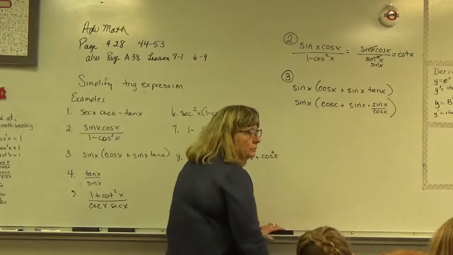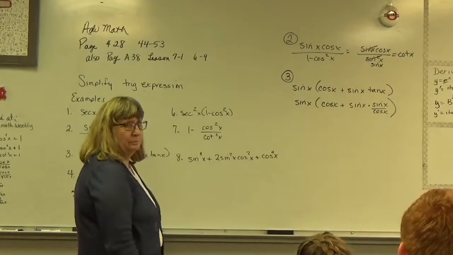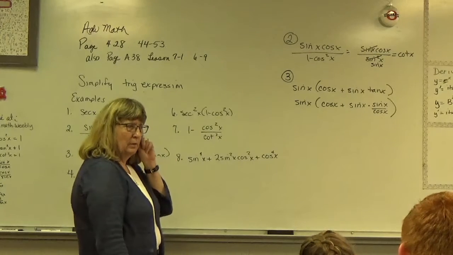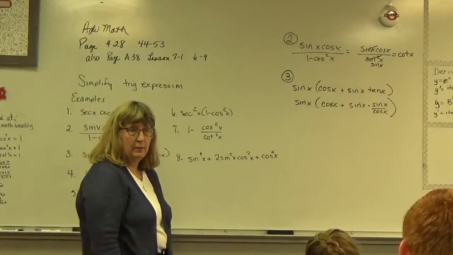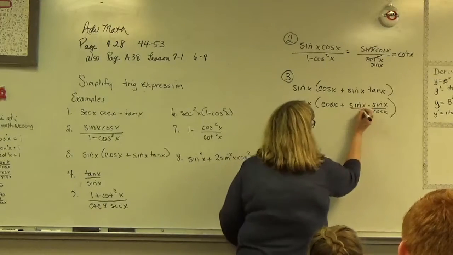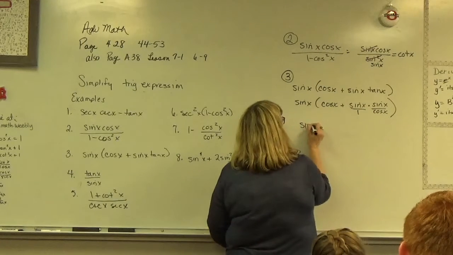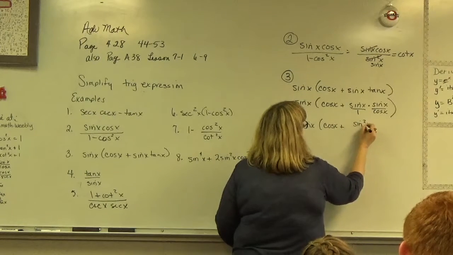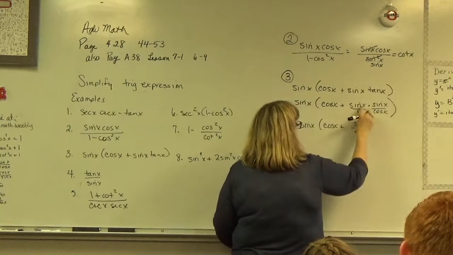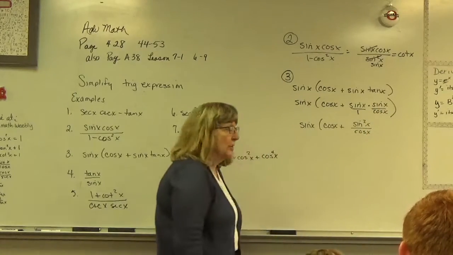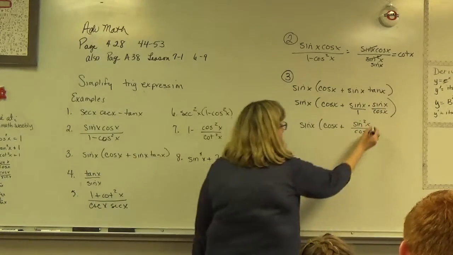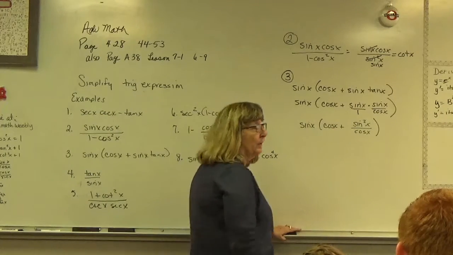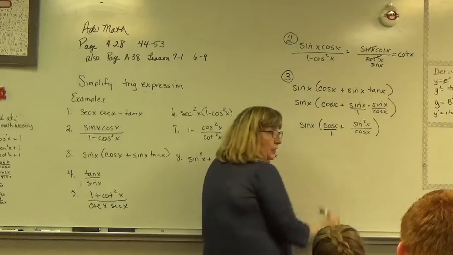Okay, then what would I do? Well, let's do inside the parentheses first. Don't we have to multiply before we can add? Yeah. So when I multiply this, don't I get sine squared over cosine? Sine times sine is sine squared over cosine. Oh, I forgot to close it. Now, how do I add this? We can do the butterfly, which means I put cosine over 1.